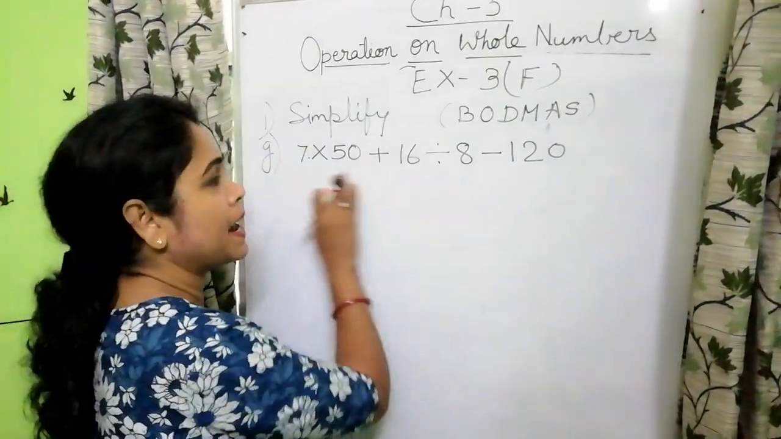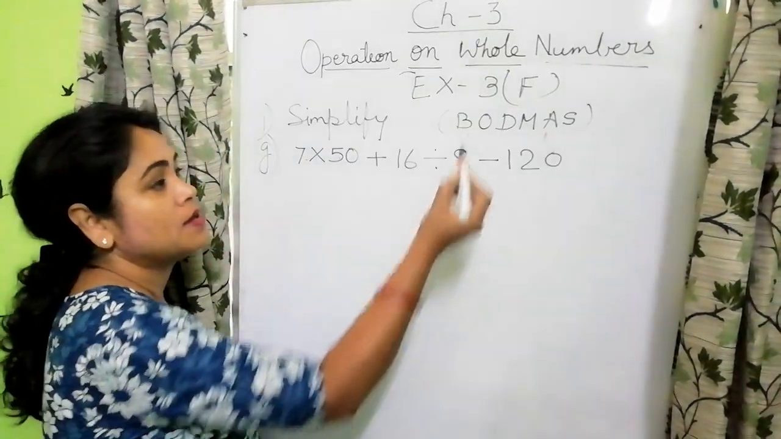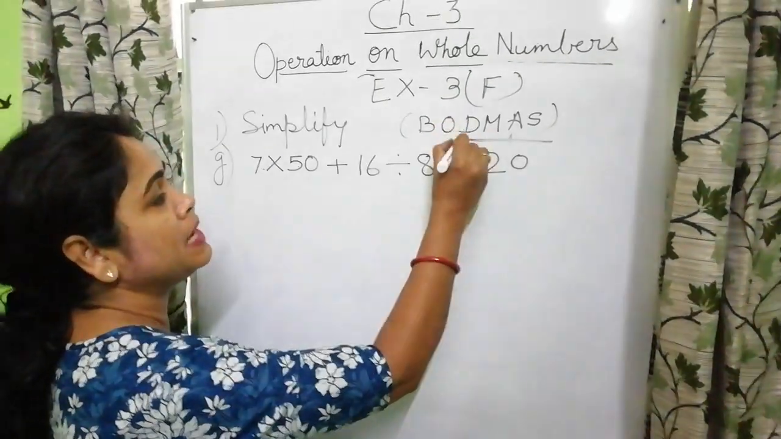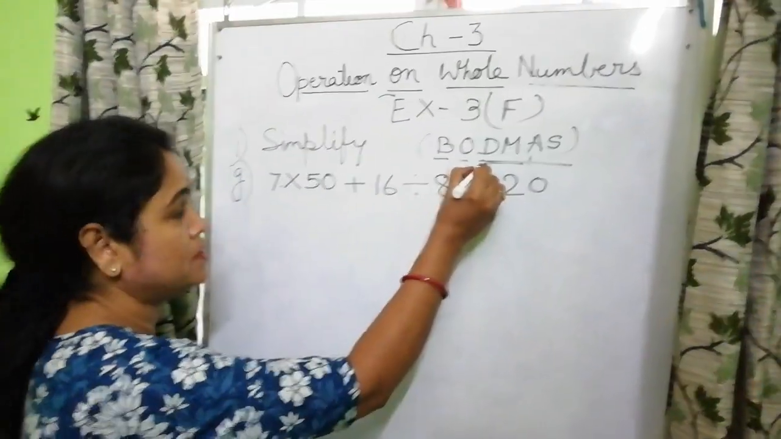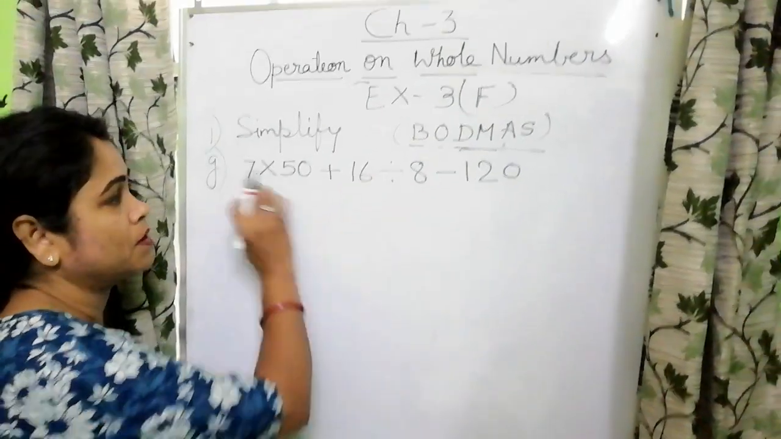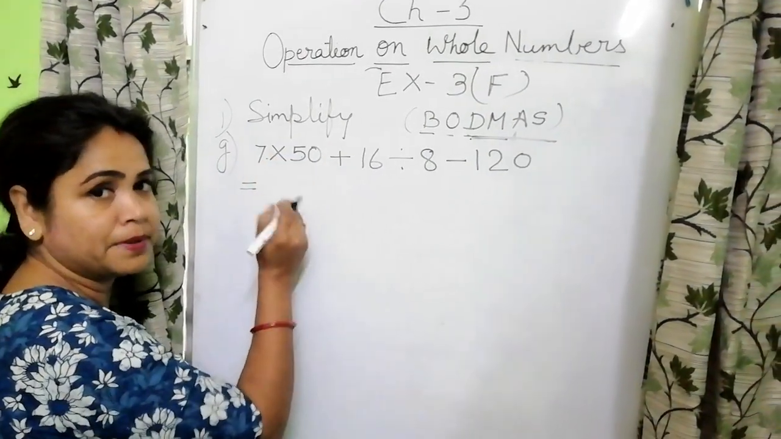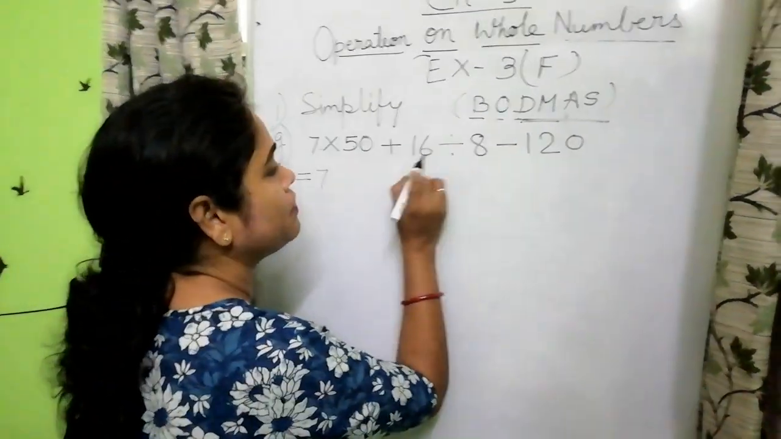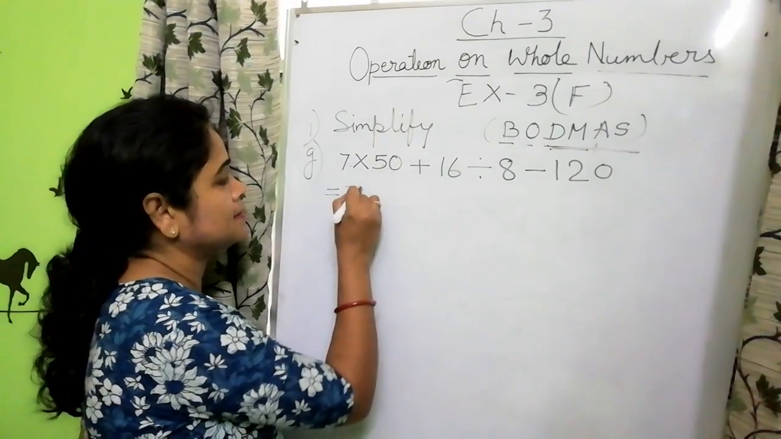So is there any bracket in this question? No. Is there any of type statement? No. So directly we will start with DMAS. D, from D we will start. O and B are not there, so we will start from D. D is division. So we will do division. Wherever we will find division in this question, we will solve. But don't forget to write other numbers also with their operation. So we are seeing that here only division is there. So we will solve this first. Rest we will write as it is.